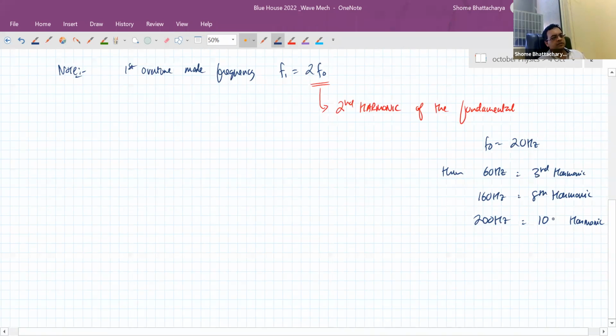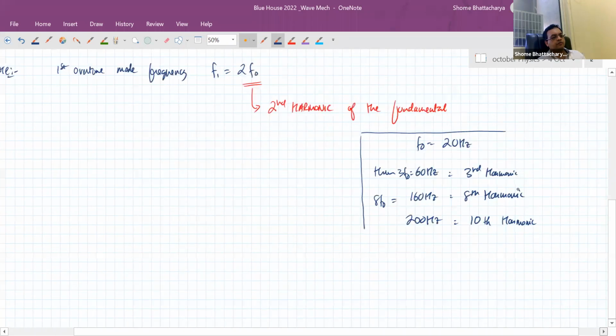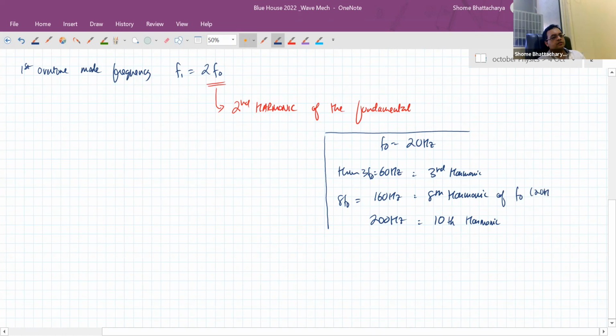Earlier, you have seen a different definition of the term harmonic, in terms of a harmonic function in mathematics. A harmonic function is a sine function, but here it has a different meaning in terms of resonance. It is the multiple of the fundamental that is called the harmonic. Here you can see that 3F0, 60 hertz, or 8F0, is the 8th harmonic of F0, which is 20 hertz, or 10F0, which is 200 hertz, is the 10th harmonic of 20 hertz.